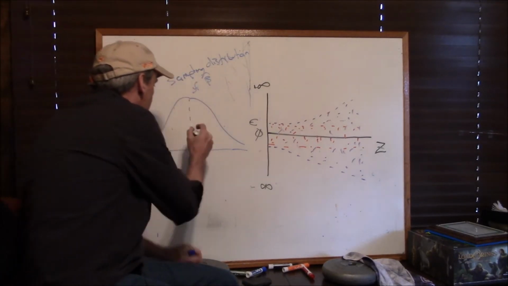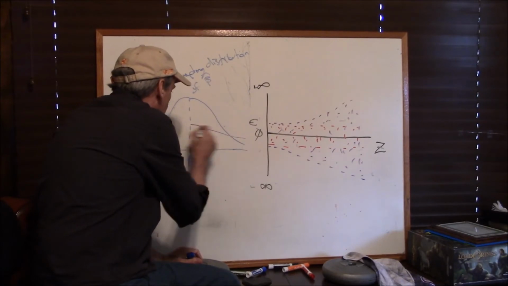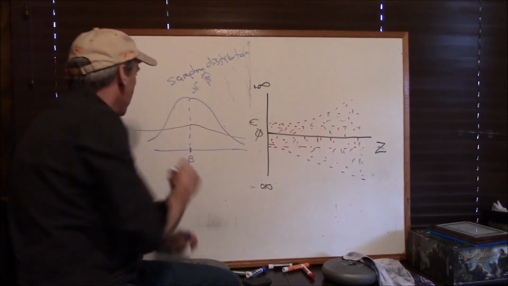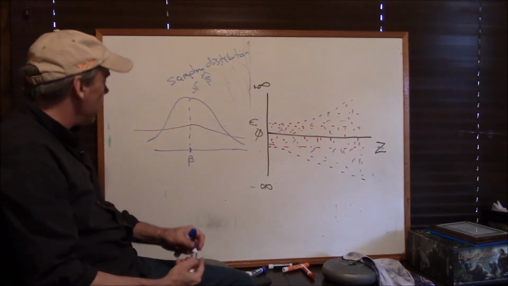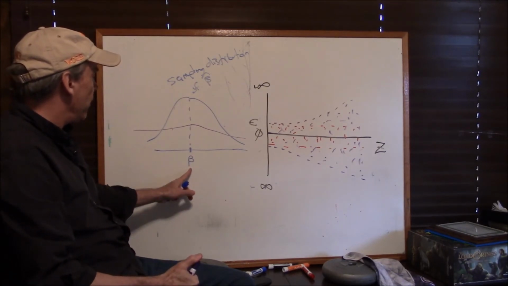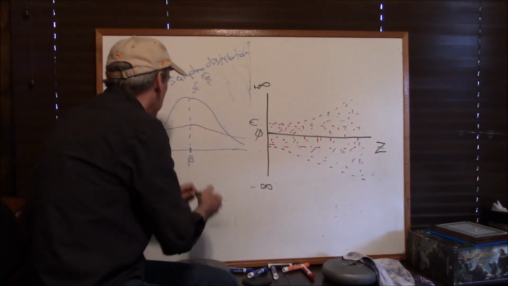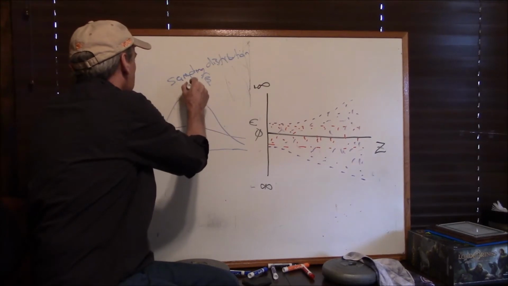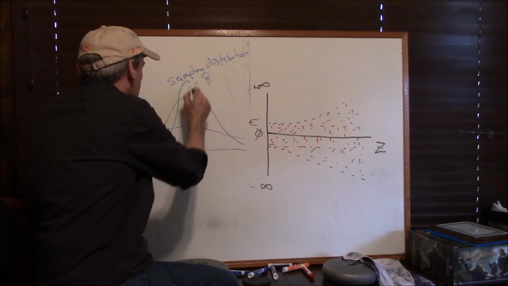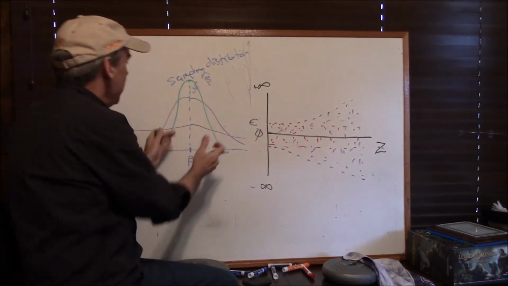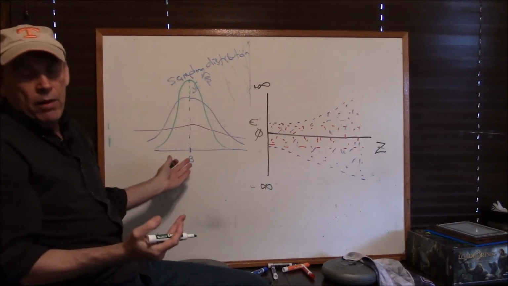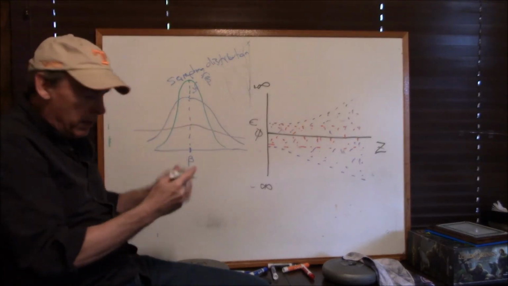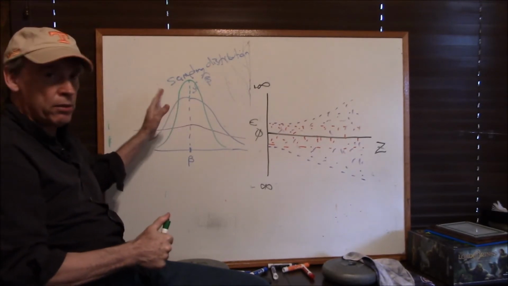You don't want this. With the purple one, you can be way off of the actual beta, as opposed to, say, this green one, which is very narrow. You're not going to get exactly the right beta every time, but you're not going to be that far off either. So that's the sampling distribution.